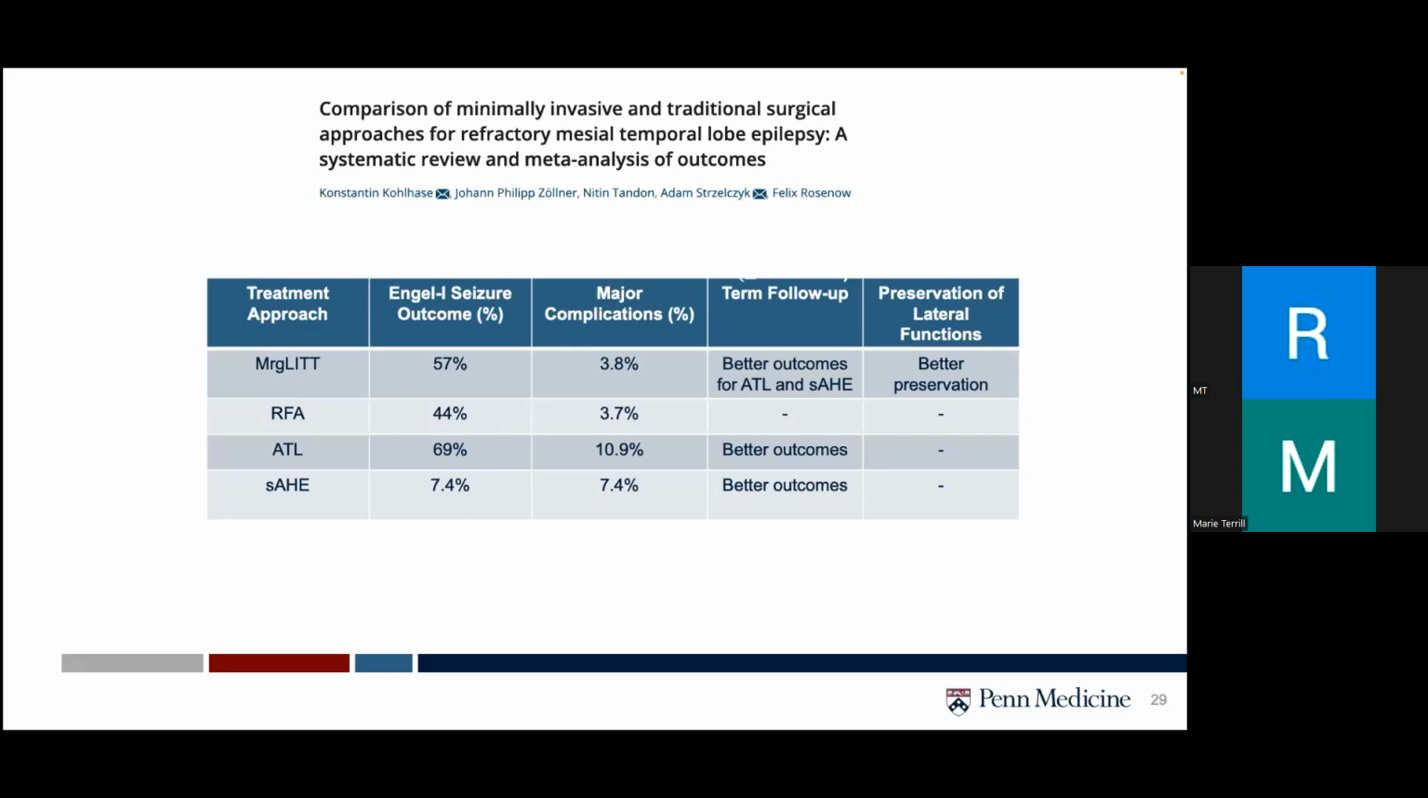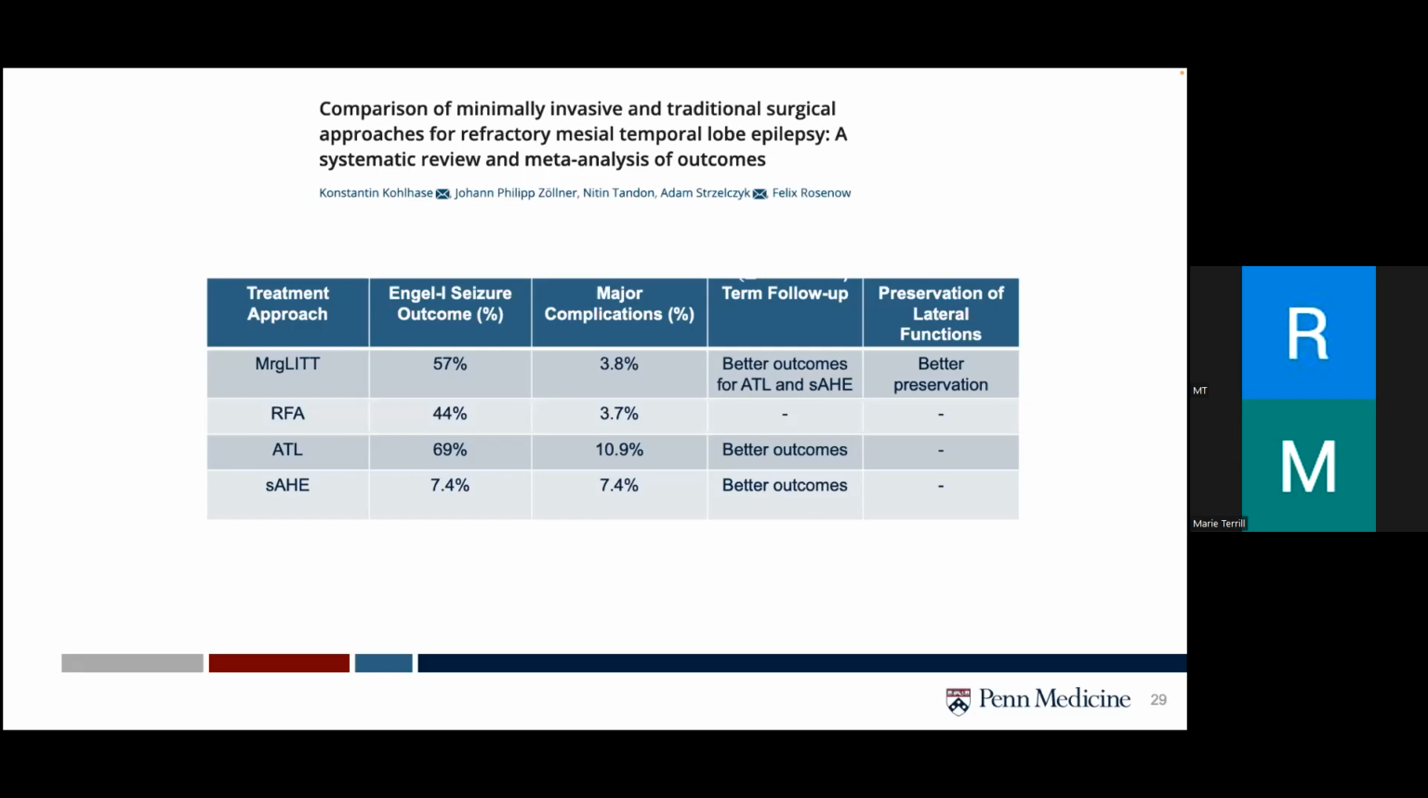The bulk of the patients, over 1,300 to 1,500 patients, were in the traditional surgical groups like ATL and your hippocampectomies. There were over 500 patients in the MRI-guided LIT laser group, and just a small number of patients, just over 100 patients, in the radiofrequency ablation group. Primary outcome, again, was the measurement of your Engel Class 1 outcomes. Biggest takeaway from this is that there was no significant difference in seizure outcomes between your MRI-guided laser therapy and radiofrequency ablation.